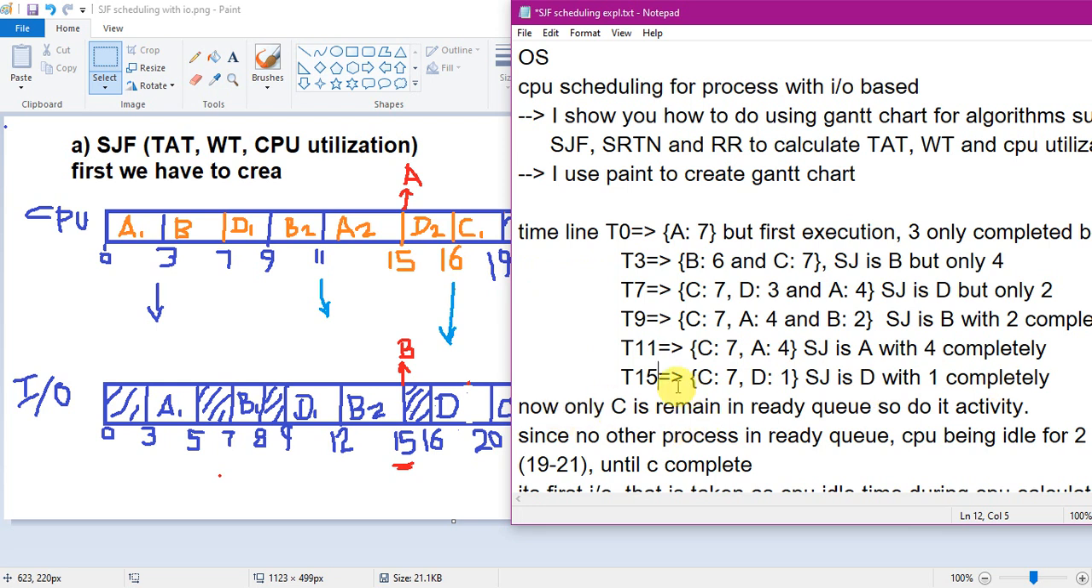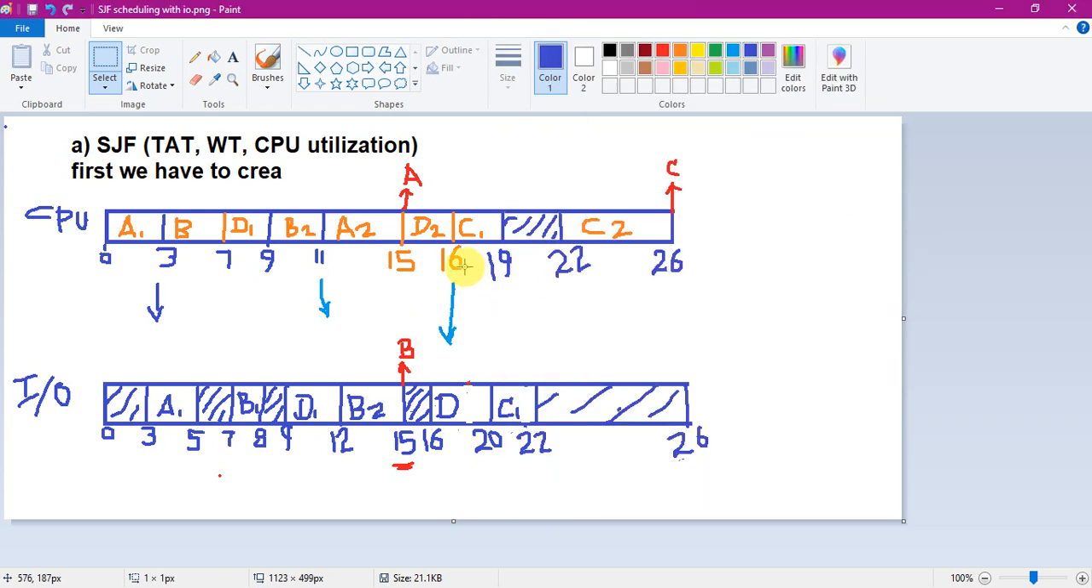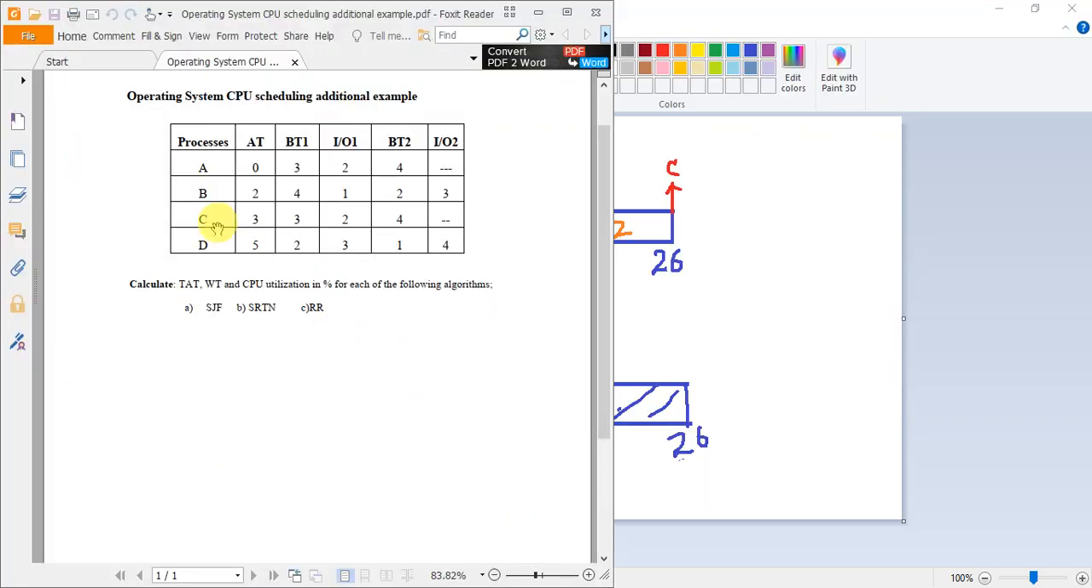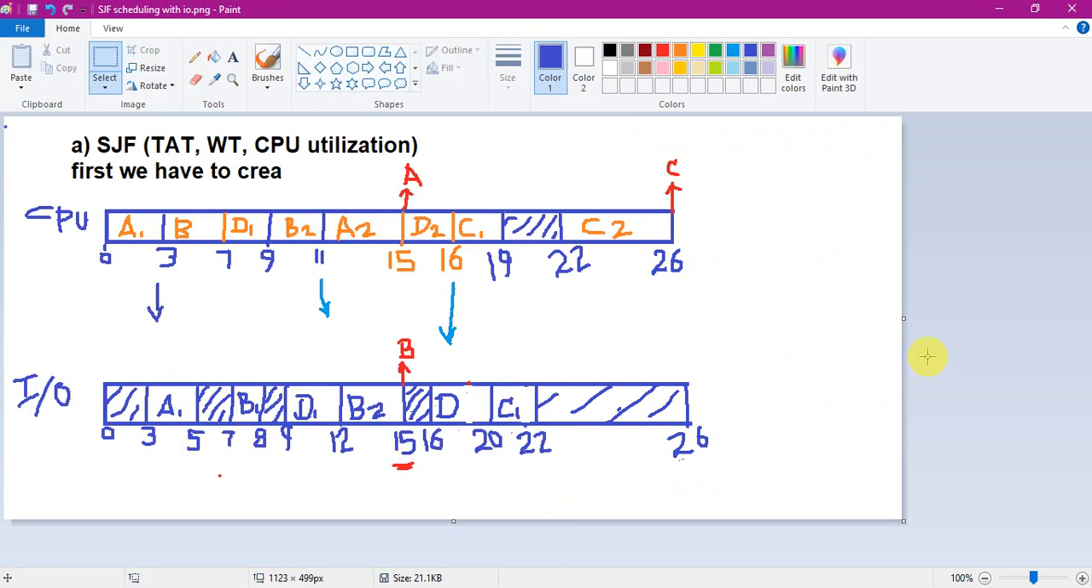Now, after time 16, the only process remaining in the system is C, which still has not been given access. So the first CPU request for C starts at 16. From 16, the length is 3 units, so from 16 to 19, meaning 16 to 17, 17 to 18, 18 to 19.